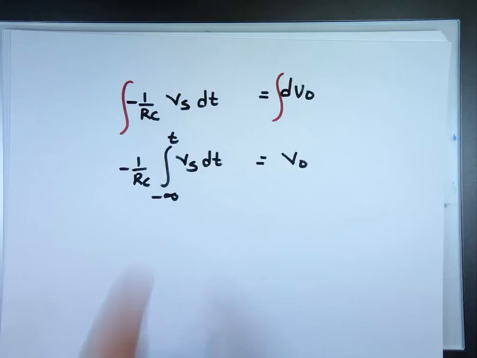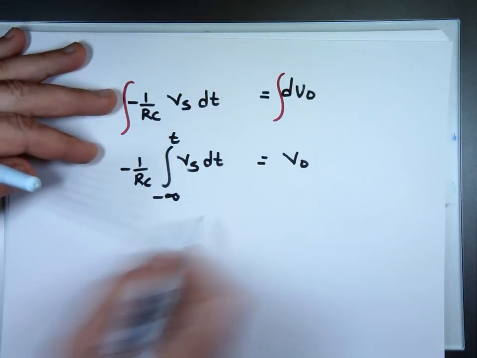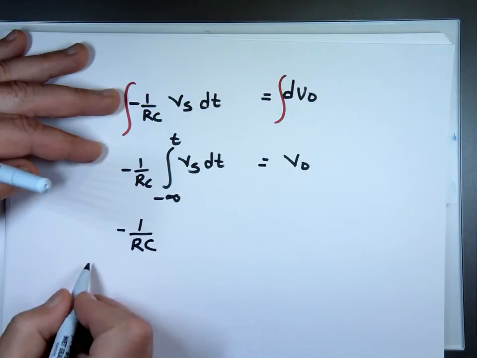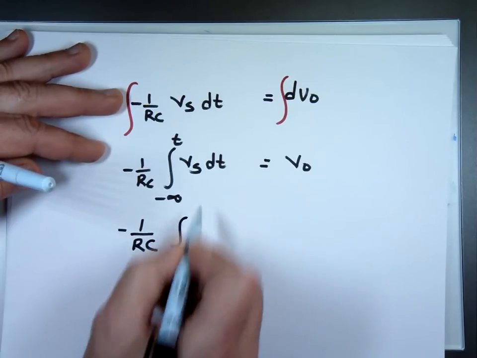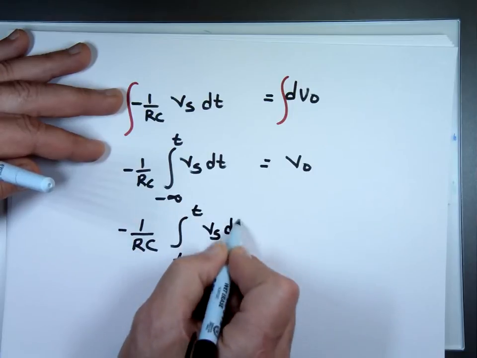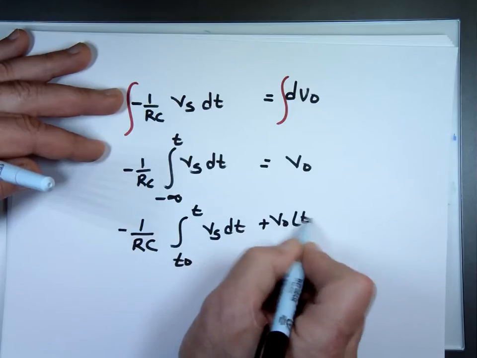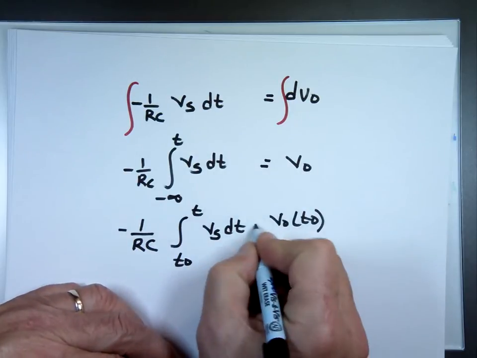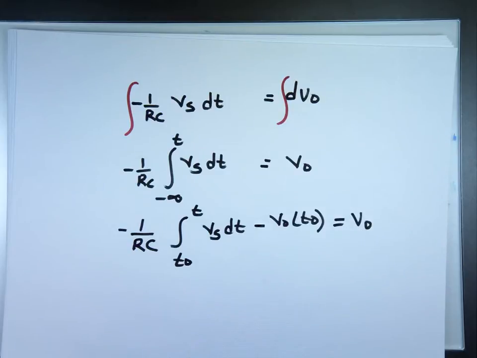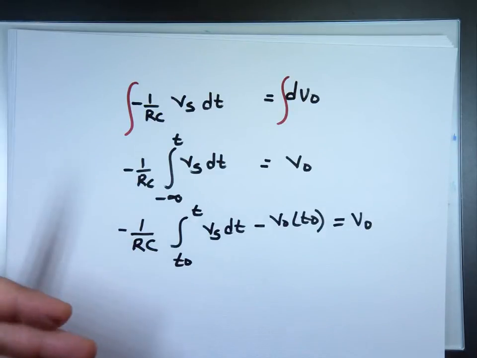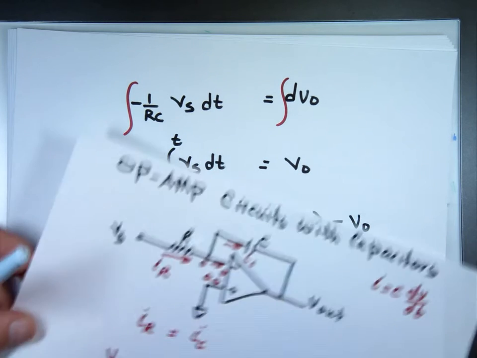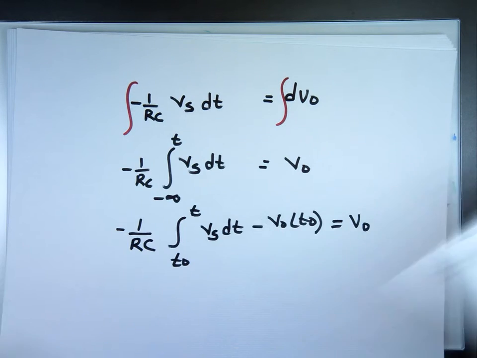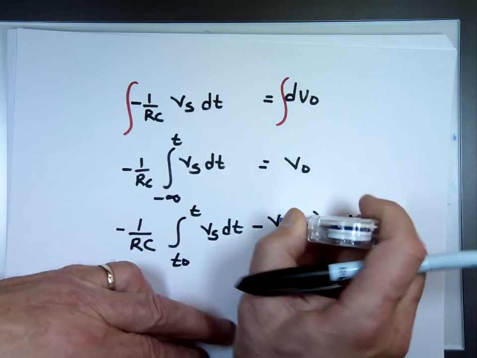Now, if you don't like to go from negative infinity, we can break it down to what? This will be a negative 1 over RC, the integral from t0 to t, Vs dt, plus the voltage at t0. Actually, it'll be a minus, because you've got to distribute that minus sign. And that's what V out is. So what was the voltage across the capacitor? The V out, because that's zero. That's why it's a minus. So it's really that V out is minus the integral, plus the voltage across the capacitor at t zero.